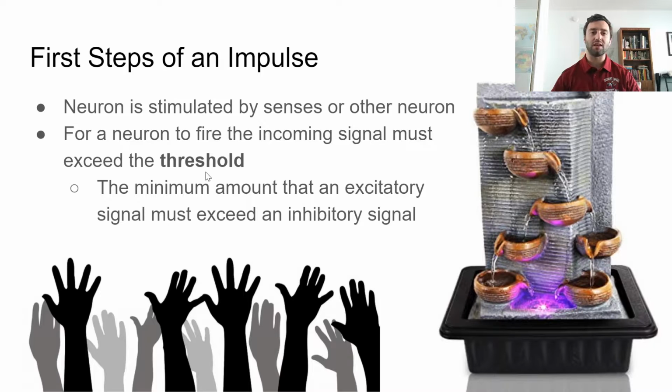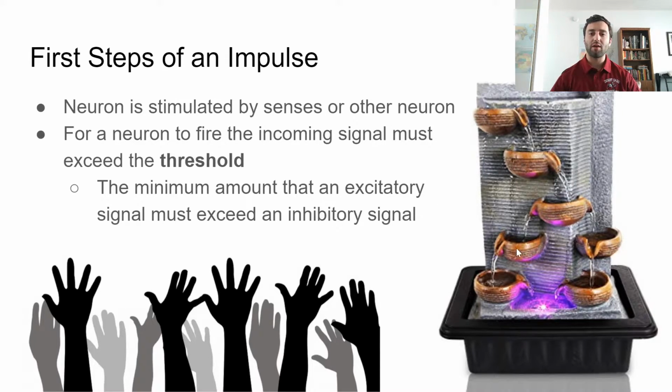So it has to reach, again, what we call threshold. Now, what is threshold? Basically, threshold is the minimum amount that an excitatory signal must exceed an inhibitory signal. We're going to talk about excitatory versus inhibitory signals a little bit later. Very simply, an excitatory signal is telling us to fire, to shoot this impulse, and an inhibitory signal is telling us not to fire. So we have to have so much more excitatory than inhibitory.